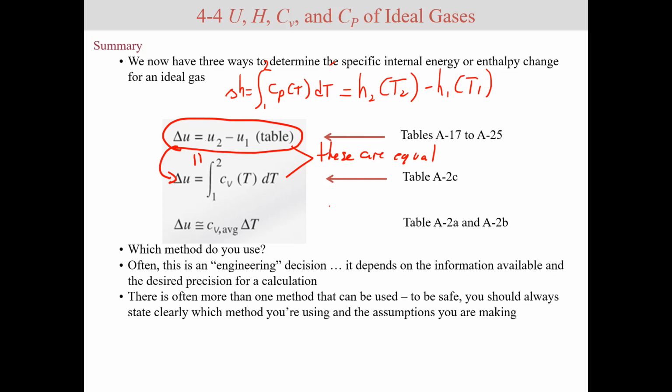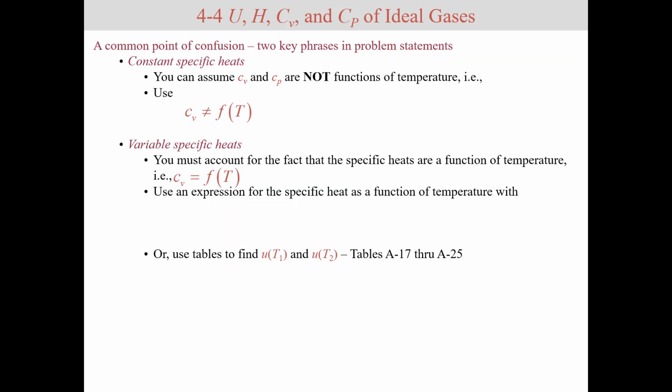If I wanted to assume my specific heat to be constant, I would factor Cv out of the integral and just use it as Cv delta T. When to do it is an engineering decision. It depends on the information available and the desired precision of your calculation. There's often more than one method that can be used. To be safe, you should always state clearly which method you're using and the assumptions you're making. So the two assumptions are constant specific heats and variable specific heats.